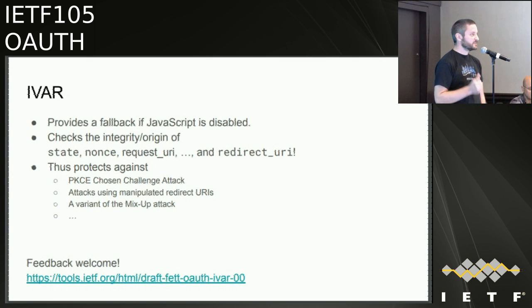And this mechanism protects against at least 3 attacks that I know of: the PKCE chosen challenge attack, attacks using a manipulated redirect URI, and at least 1 variant of the AS mix-up attack. I know that this is very new. As I said, John and I came up with the idea yesterday. So I wrote a draft on that, and I'd like to hear your feedback.